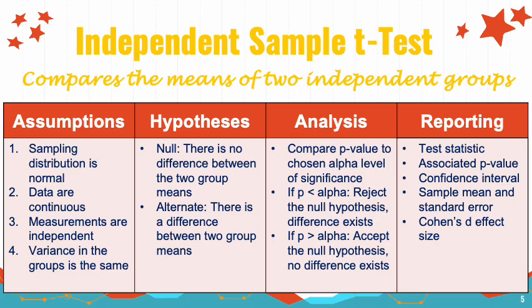To report your analysis using an independent sample t-test, you would include the test statistic and the associated p-value along with a corresponding confidence interval based on your alpha level. You should include the mean and standard error for each group so the reader can understand how the two sample means differ. You should also report Cohen's d, which is a measure of effect size that we talked about in a previous lecture. Remember, it is important to report both the p-value and the effect size because p-values speak to statistical significance and effect size speaks to clinical significance.